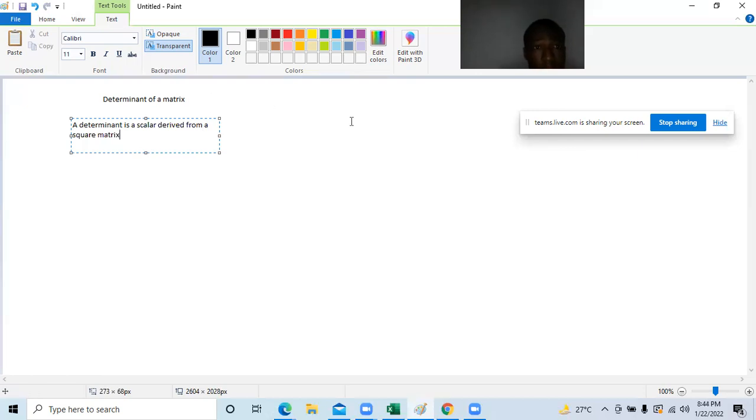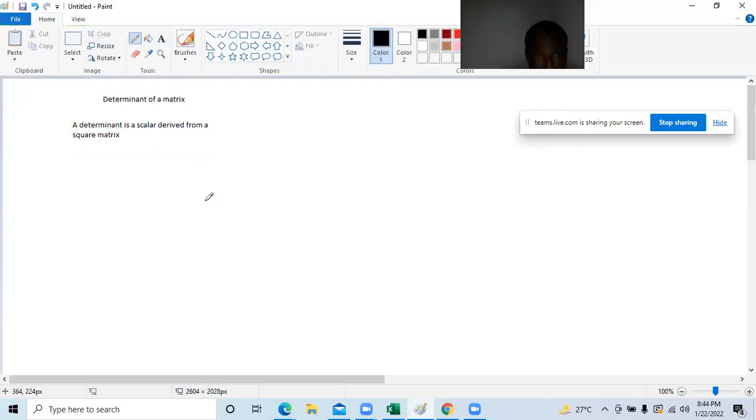So if we have a matrix A, B, C, D, right? The determinant of this matrix is this way first, then this way. So the determinant of this matrix is going to be AD minus BC. Does this make sense?